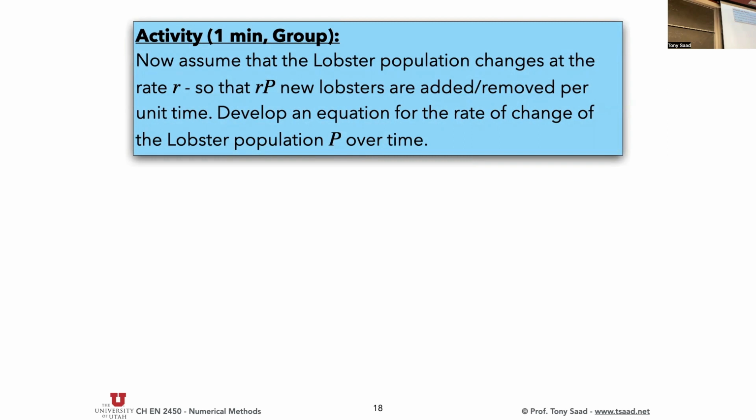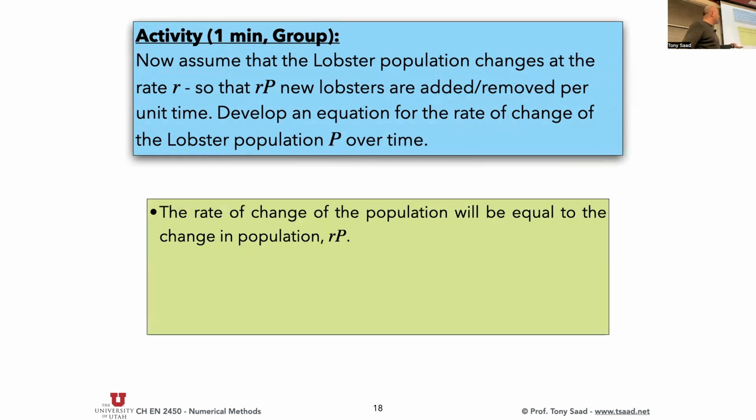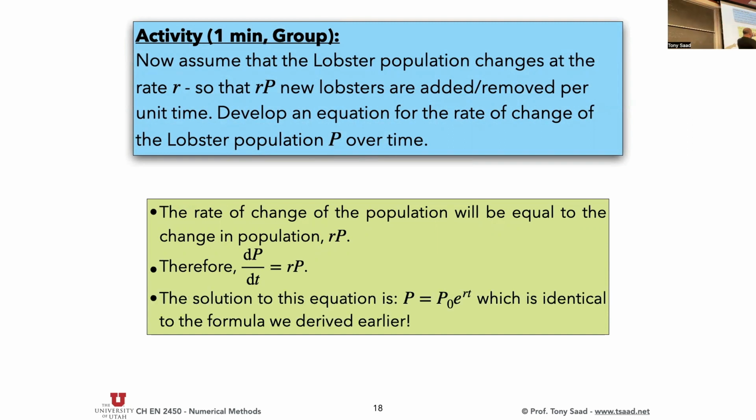We kind of set that up as a given, right? Indeed, the rate of change of the population will be equal to the change in the population itself, which is R times P. And therefore, dP by dt equals R times P. Now, if you solve that, what do you get? P naught e to the RT, which is what we obtained by doing a bunch of recurrence formulas, right?